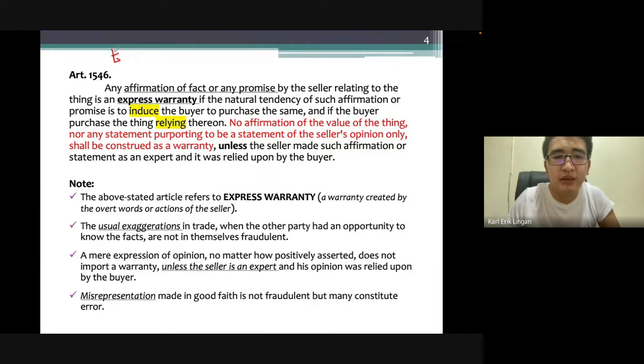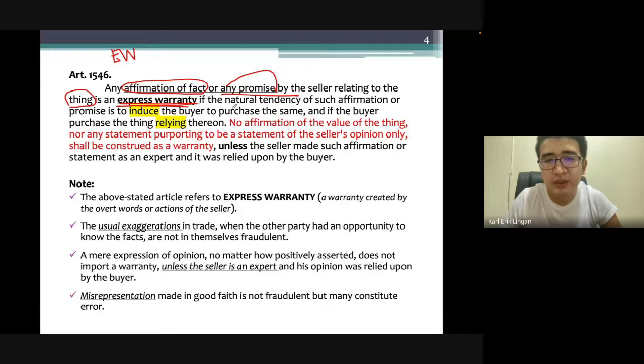express warranty. Okay? Meaning, any affirmation of fact or any promise by the seller relating to the thing is an express warranty. Okay, any affirmation of fact or any promise by the seller with regards to the thing is express warranty. If the natural tendency of such affirmation will induce the buyer and the buyer later on relied thereon. Okay? That is express warranty.